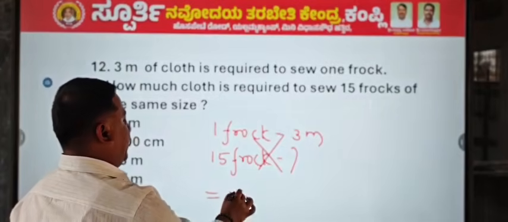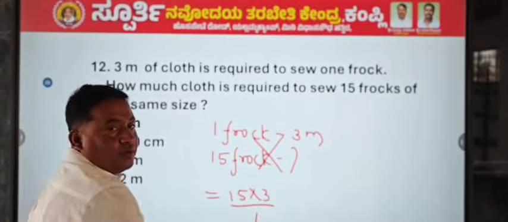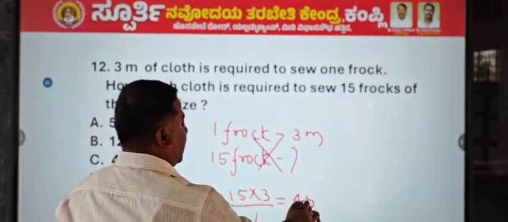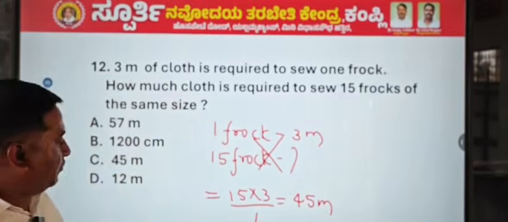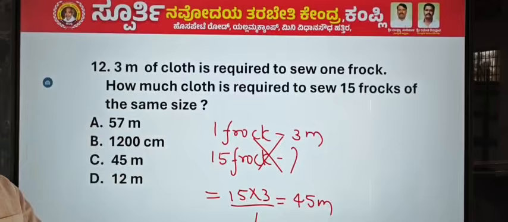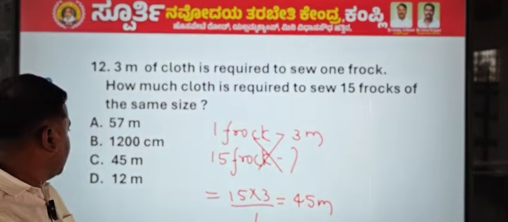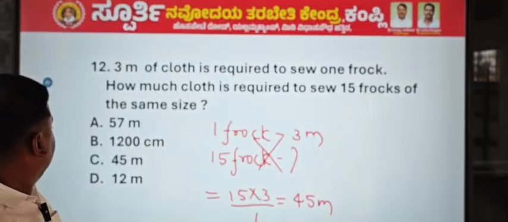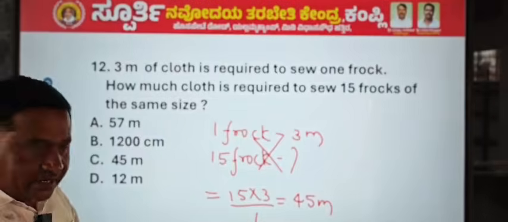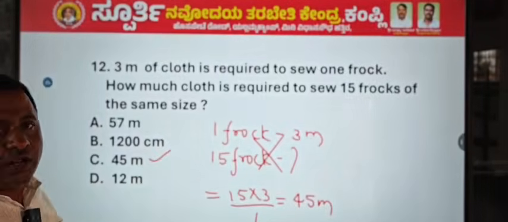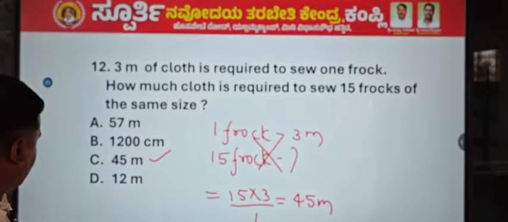15 into 3 divided by 1. 15 3s are 45. In the place of meter, we will get meter only. Okay, 45 meter. The first option, 57 meter, is wrong. Second option, 1200 centimeter, is also wrong. Third option, 45 meter, is the right one. Fourth option, 12 meter, is also wrong. Okay, we move to the next question.